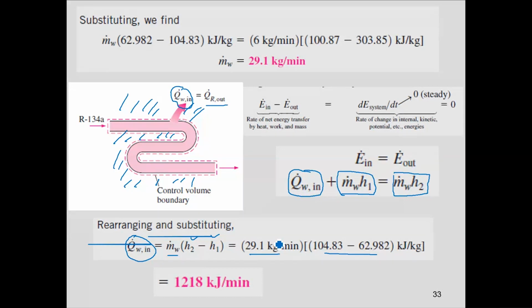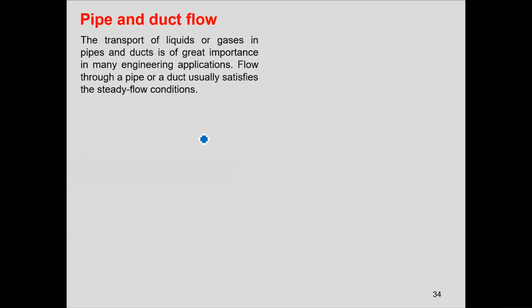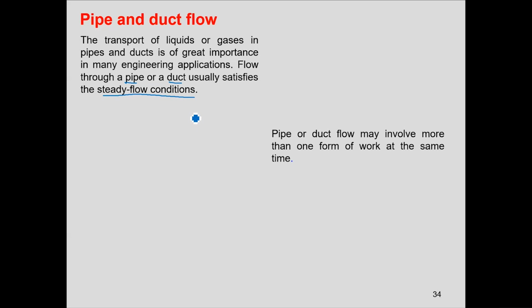The last component that we'll be looking into is essentially the pipe and duct flow. So they are essential components. They are used to connect different components. They are separately used for different applications. The flow through a pipe or a duct usually satisfies the steady flow conditions. And these pipes and ducts are very frequently involved in air conditioning and refrigeration applications.